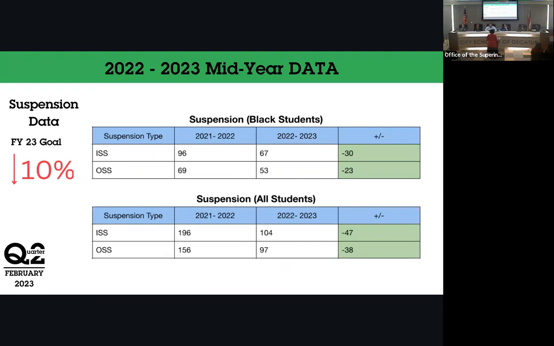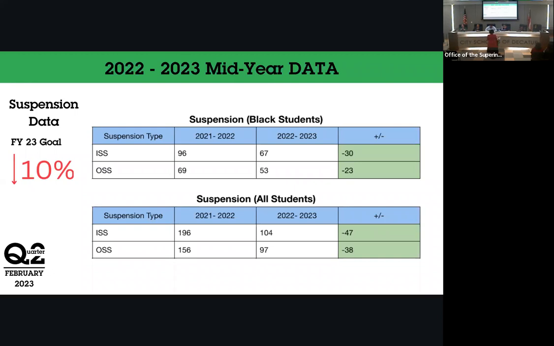All right. So we also have a priority outcome related to eliminating disproportionate discipline outcomes. Our goal for this year is to reduce the number of suspensions for Black students by 10% or more. This table shows ISS and OSS from the end of last year, and the next column is the current school year to date.